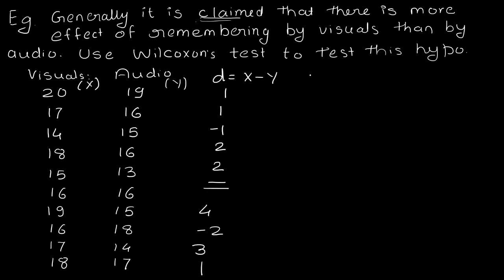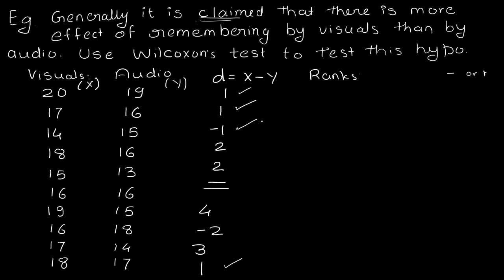The next thing is calculating their ranks, or allotting the ranks to them. While allotting the ranks, I will ignore the signs. Negative or positive doesn't matter. I will allot the ranks in increasing order. That means this minus 1 will also be considered as 1. I will just ignore their negative signs and allot the ranks to the absolute values.